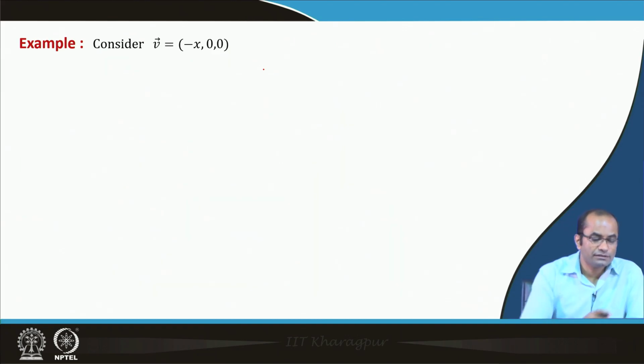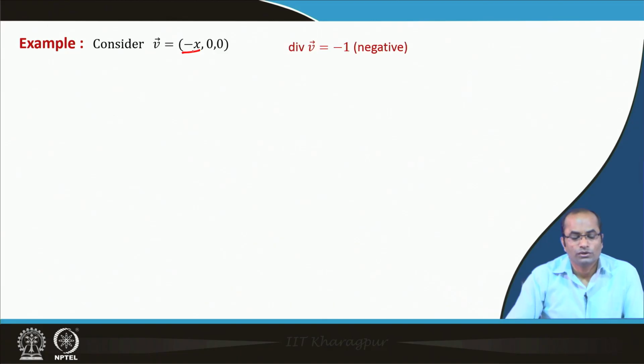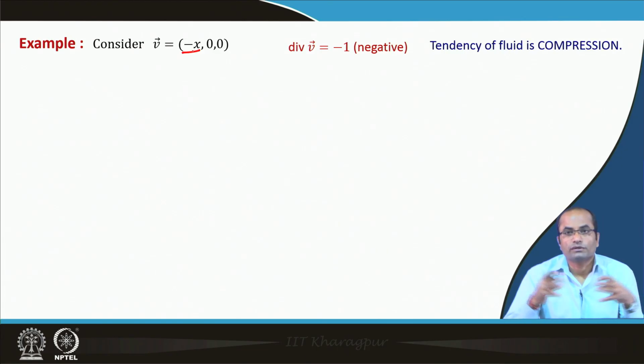For instance, if we consider v equal to minus x instead of plus x, that is the only difference now. So naturally the divergence will be minus 1, and in this case it is the other way around: the tendency of the fluid is for compression.